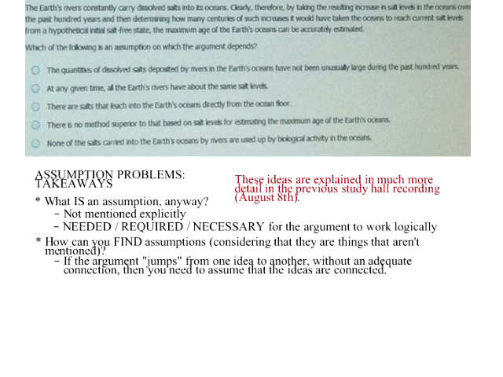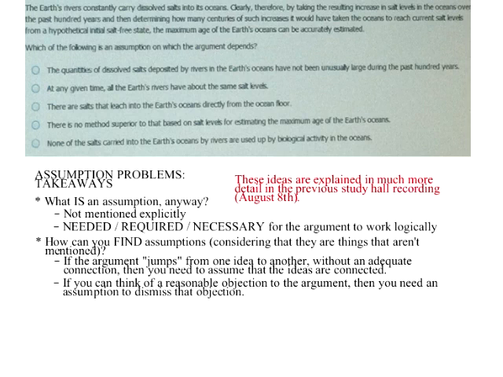So if you can think of a reasonable objection to the argument, then you need an assumption to dismiss that objection. So, for example, if I say, okay, driving to Portland usually takes 12 hours, so if I leave now, I will get to Portland in 12 hours. One objection could be, oh, what if there's lots of traffic? So you have to assume there will not be lots of traffic. What if your car breaks down? I have to assume my car will not break down, et cetera, et cetera.